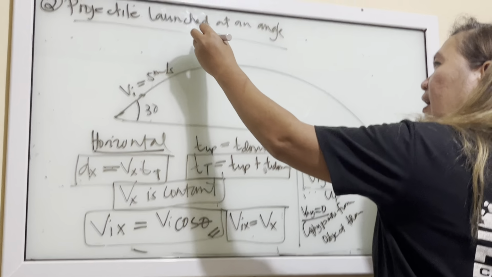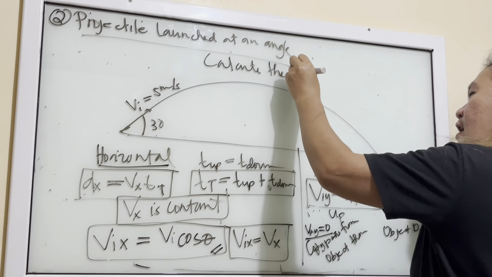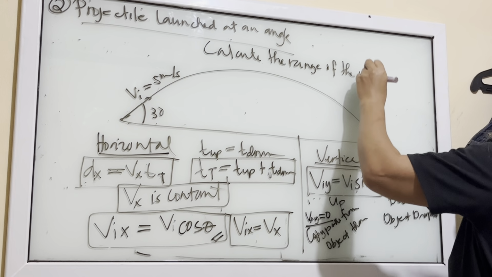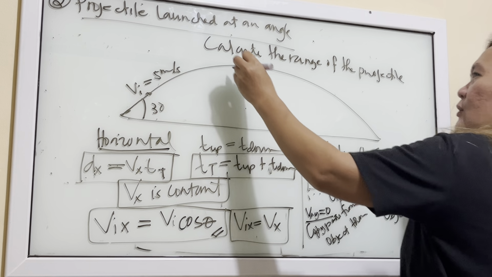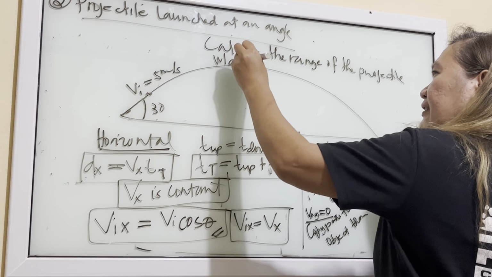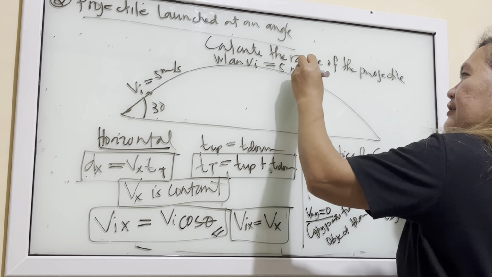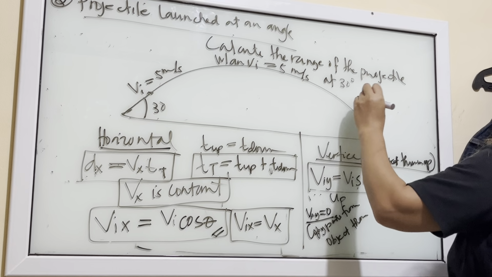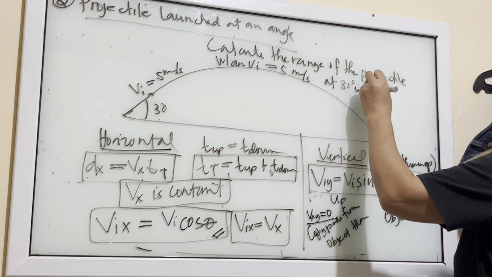Ano daw ang range? Calculate the range of the projectile with an initial velocity of 5 meters per second projected at 30 degrees with the horizontal.